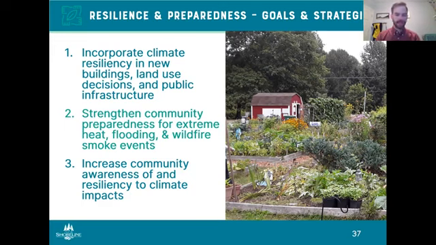And so you'll see actions in the breakout around that. And then number two is really around that community preparedness. So strengthening our preparedness resources and efforts in the community specific to extreme heat, flooding, and wildfire smoke. And then lastly, looking for opportunities to increase community awareness of these impacts and partnering with the community to support and build a really resilient community.